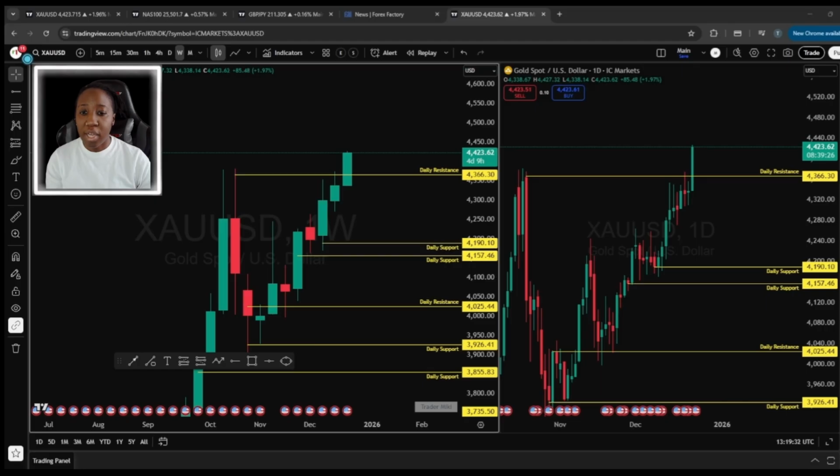Now you've got wicks that come on either side of the body, which will come in all different sizes. Long wicks show that price moved strongly in one direction and then reversed, maybe pulling back from a key level or rejecting an area. And wicks are very often filled and broken. So if price is trending bullish, there's a high probability that the wicks will get filled in that direction.